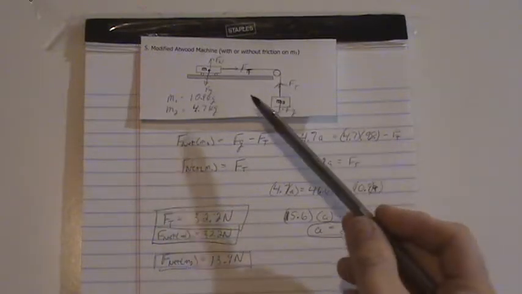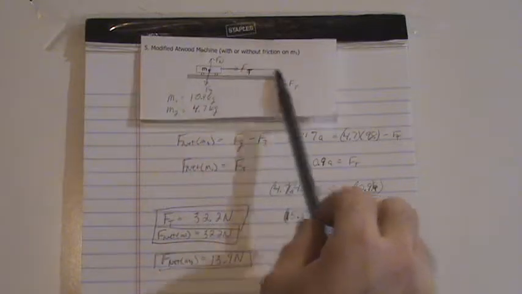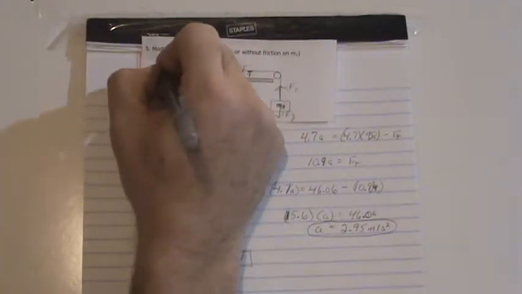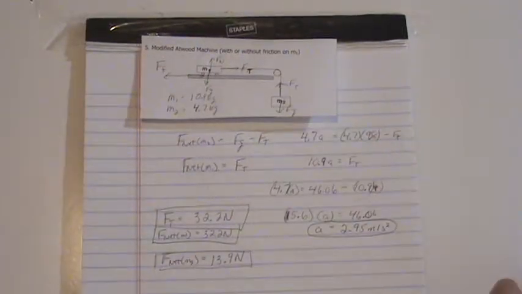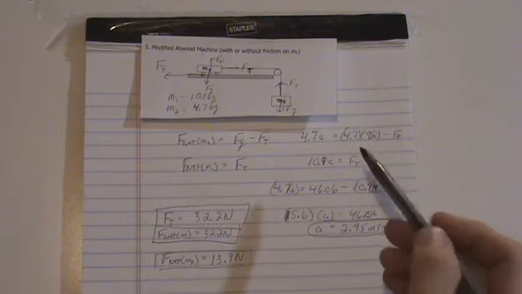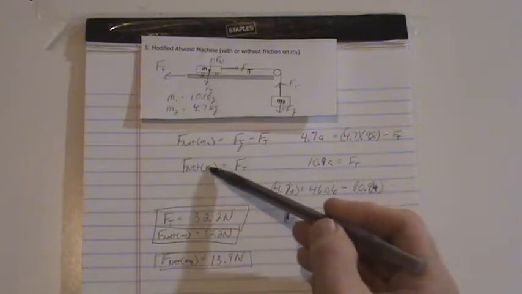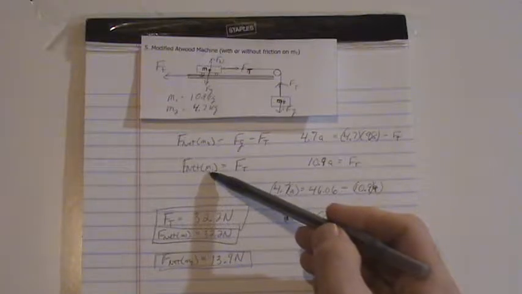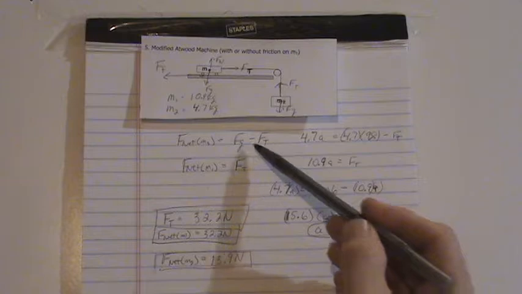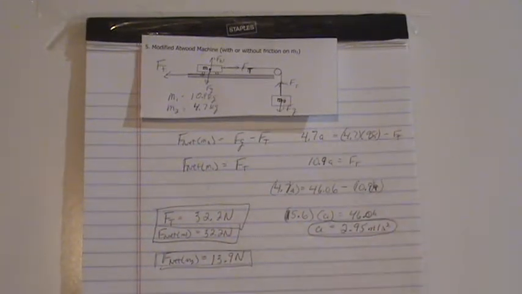So if we put friction on this, we found out in the last video that this thing is going to accelerate to the right for that one and down for this one. So friction will be pulling on this top object backwards. So that's going to affect our equations. It's not going to affect our equation for the net force on M2, but it is going to affect our net force equation on M1. We're going to have the tension force minus the force of friction. That equation will stay the same. This one will change, but then that will change all of our algebra.